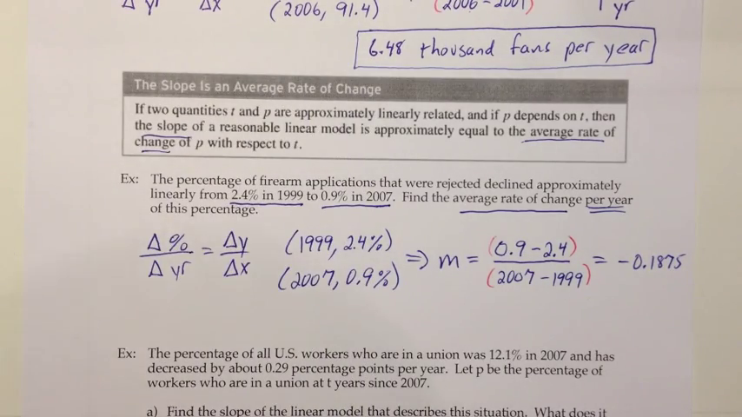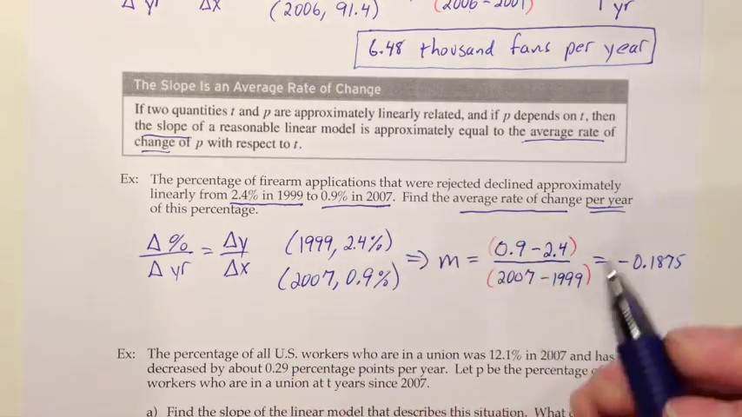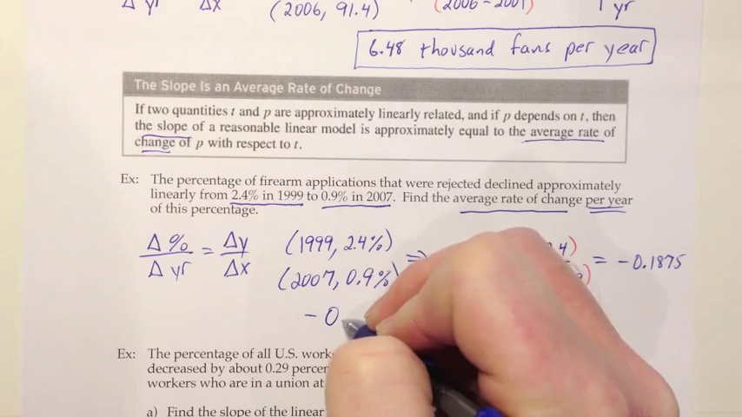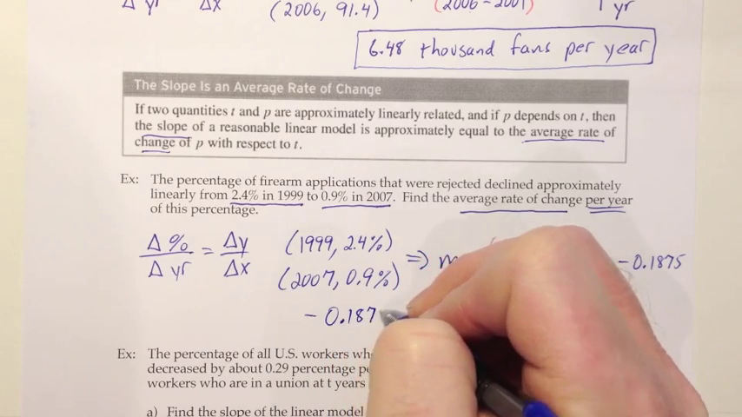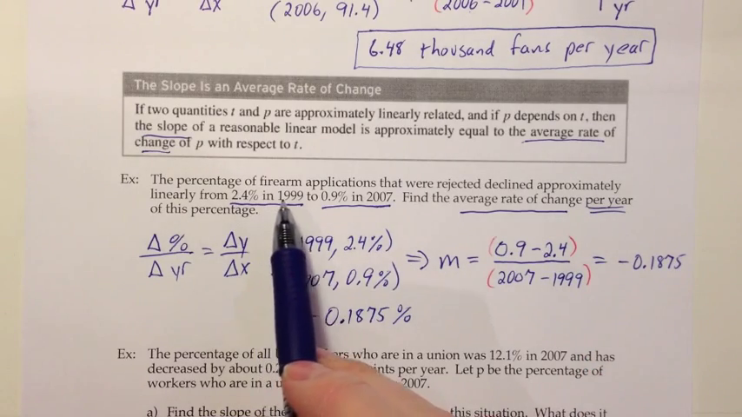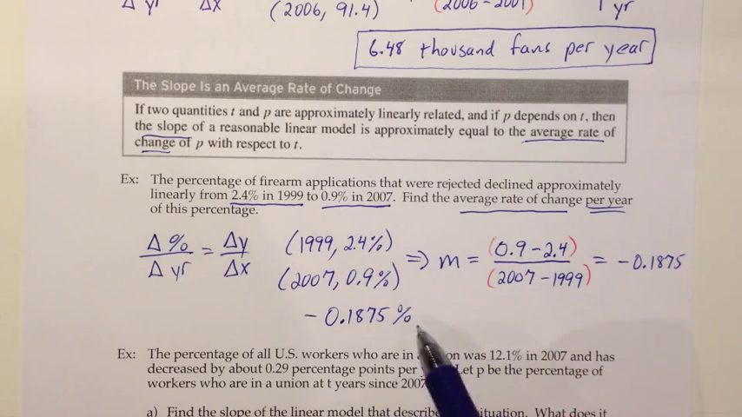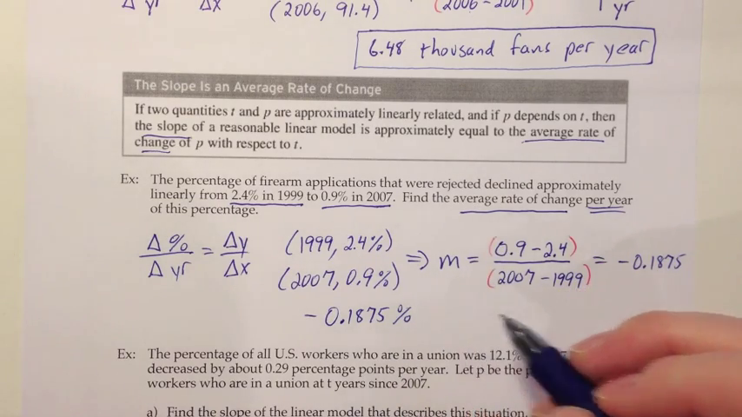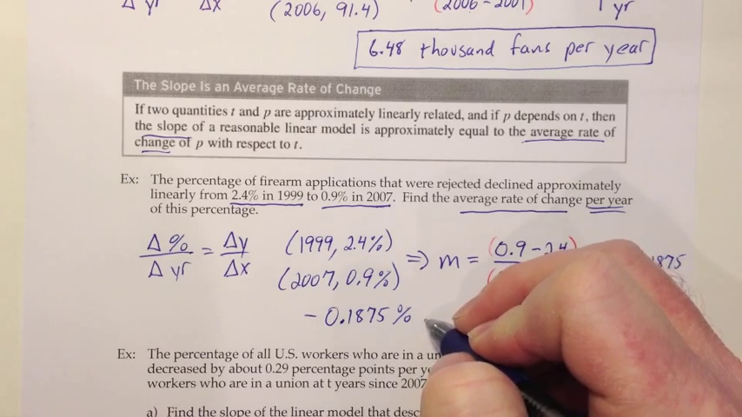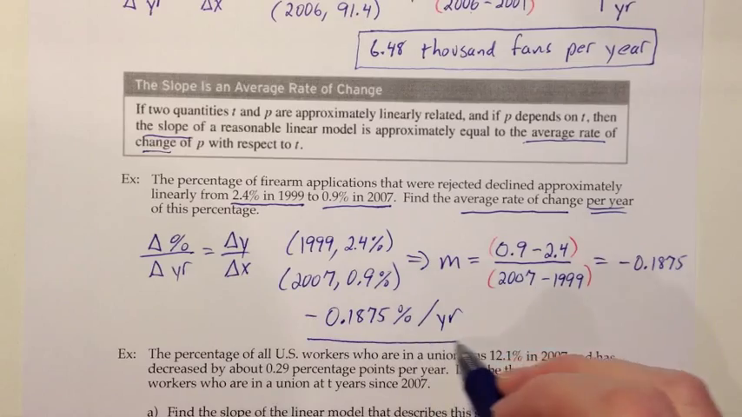And then we'd want to interpret that. So what were the units? On top we have percent, and on the bottom we have the years. So I would say that the rate of change is negative 0.1875%. And what are we talking about here? The percentage of firearm applications that were rejected. So they're declining at 0.1875% per year. And we'll just do that with a slash. So that would be the average rate of change.